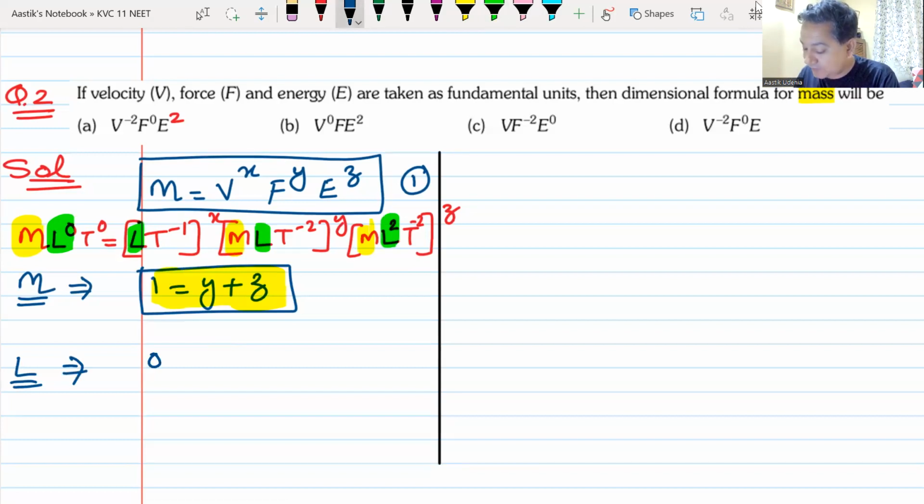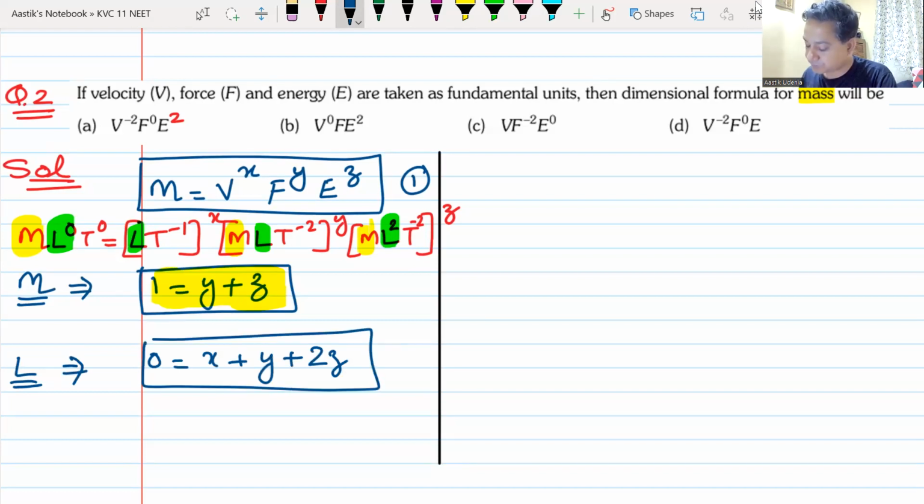On the left hand side, I have 0. On the right hand side, I have X plus Y plus 2 times of Z. Don't worry, things are going to sort out. This is my green equation.